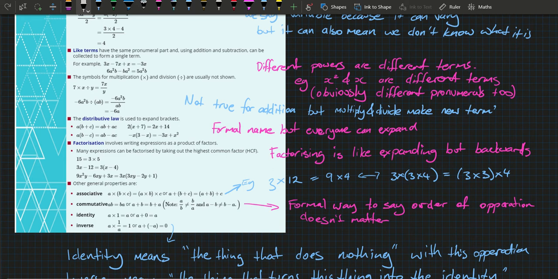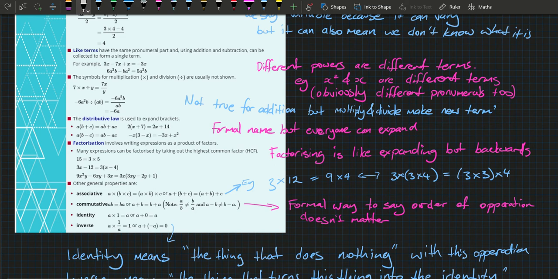And commutative is a better way of saying the order doesn't matter. I was a bit confused with the associative and how I was going to express that. But A times B is equal to B times A, right? You know that, and A plus B is equal to B plus A. But there are types of operations like division and subtraction where they are not commutative.